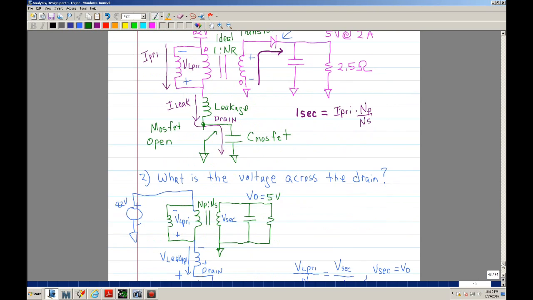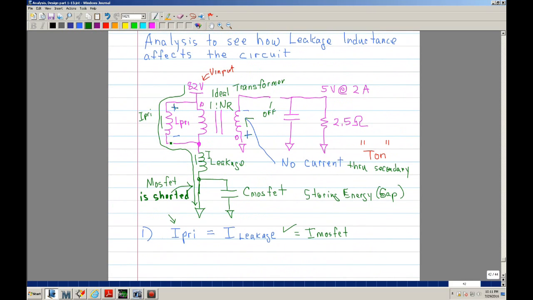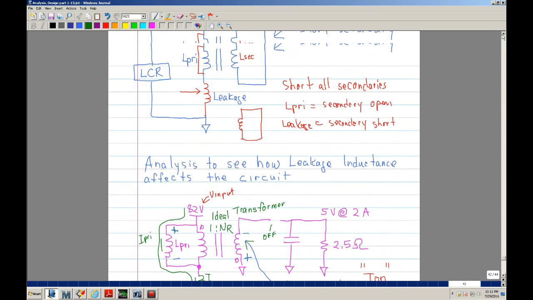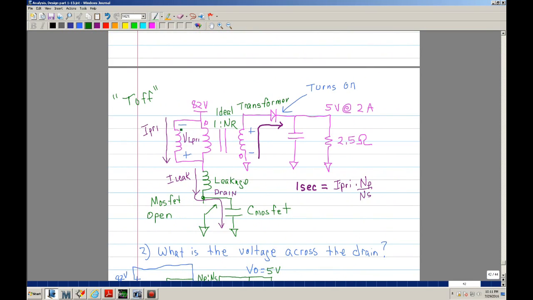Okay, so now it brings us to T off. And T off is the time when the MOSFET is open. So here I have the switch, the MOSFET is open. Okay. Now keep in mind that prior, during T on, you had current going through the primary, and because of Faraday's law and Lenz's law, that current wants to keep flowing in the same direction.